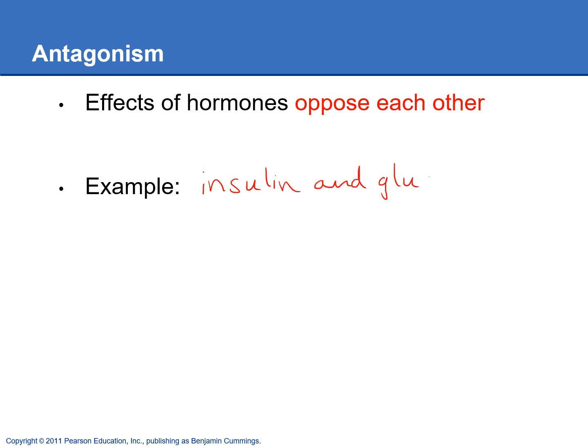So remember, both of these are secreted by the pancreas, and insulin is going to decrease the blood glucose, and glucagon will increase the blood glucose. So you can see that they are antagonistic to each other and they have the opposite effects.